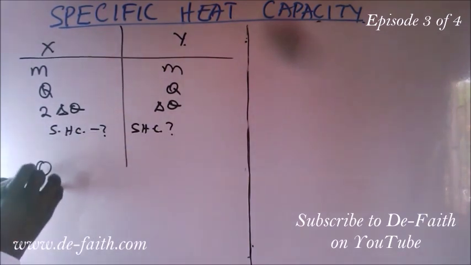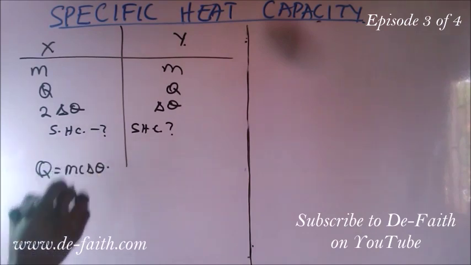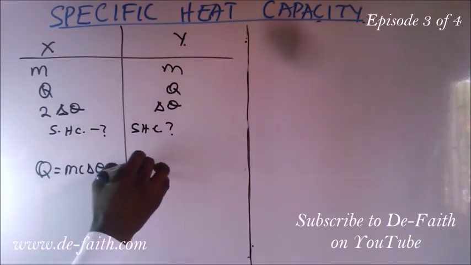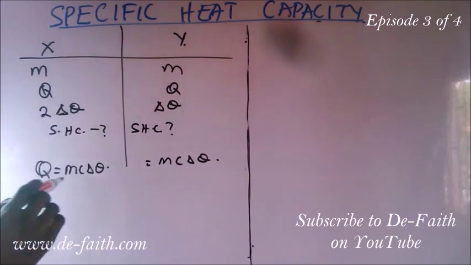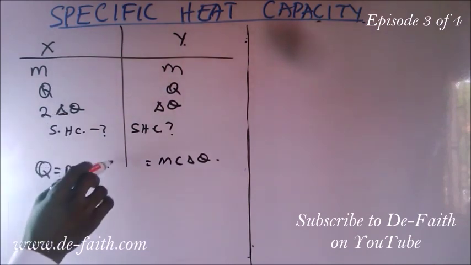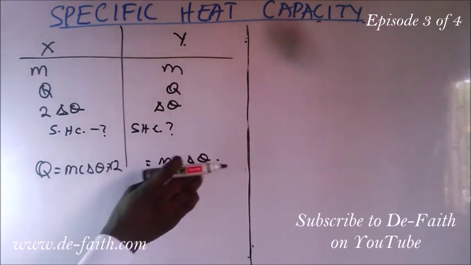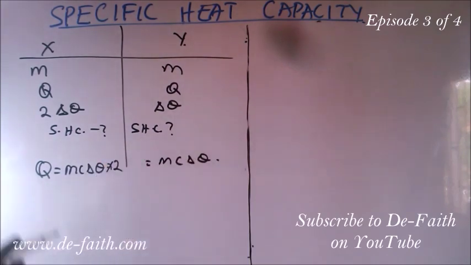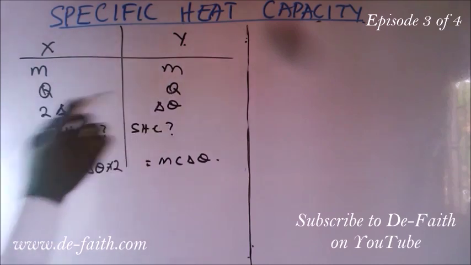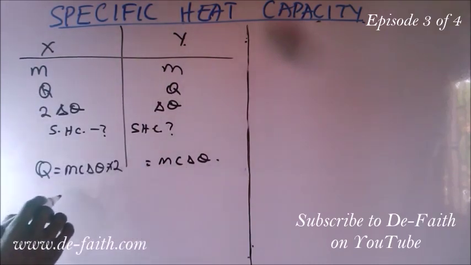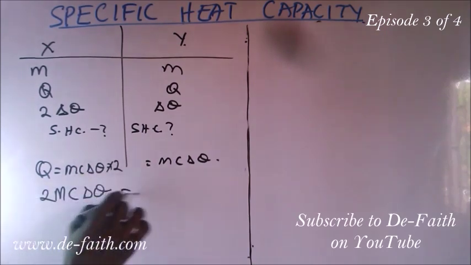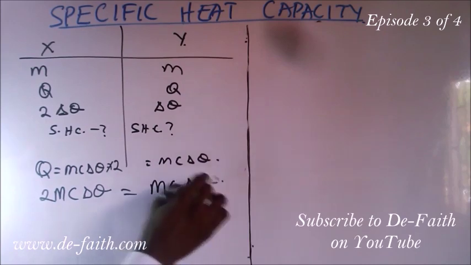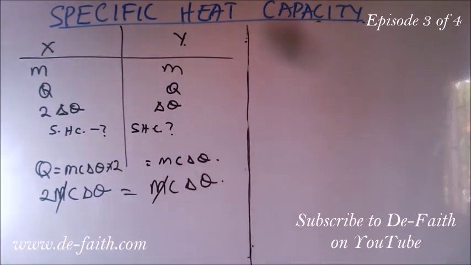Now, we have that Q equals MC change in temperature. And also here, we have Q equal to MC change in temperature. But if you look at this, we have 2 times the delta theta. So we'll have our 2 placed somewhere here. But this is still the same thing. What are we after? We are told that the quantity of heat supplied is the same. So we'll equate the 2. So we'll have mass times C change in temperature multiplied by 2 equal to the mass times C change in temperature. Here, the masses are the same, so they cancel out.